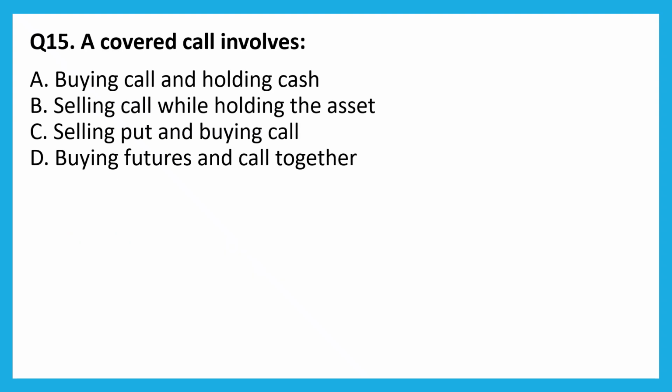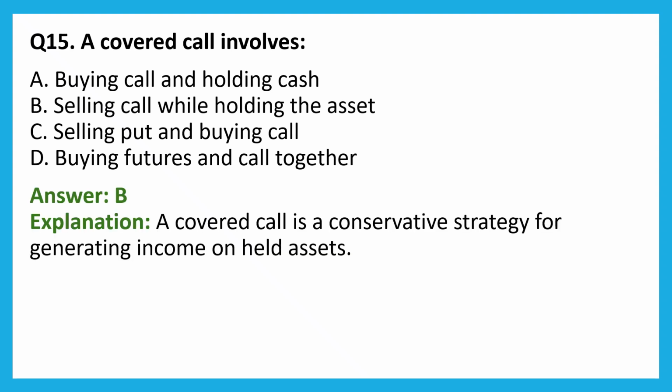Next question. A covered call involves: option A, buying call and holding cash; option B, selling call while holding the asset; option C, selling put and buying call; option D, buying futures and call together. Correct answer is option B, selling call while holding the asset. A covered call is a conservative strategy for generating income on held assets.